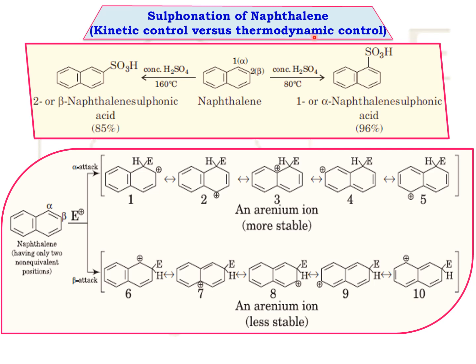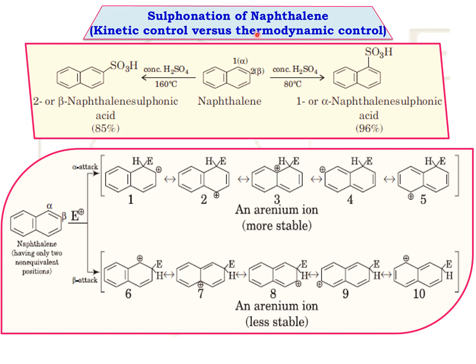In the case of thermodynamic control, the product is found to be more stable. That stable product is called the thermodynamically controlled product or thermodynamic product. And the reaction which produces the most stable product as the major one is said to be a thermodynamically controlled reaction.